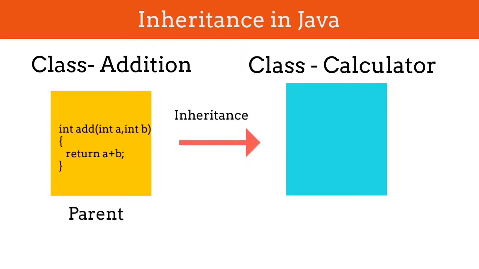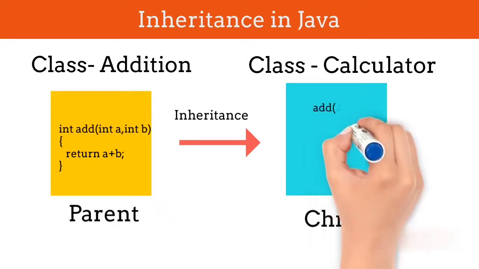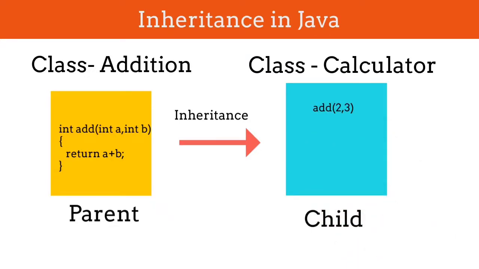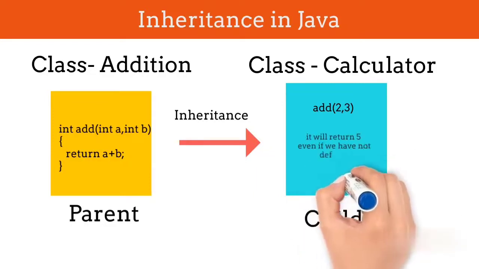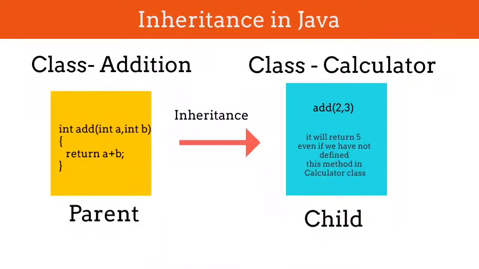Consider addition as a parent class and calculator as a child class. With the help of inheritance, we can use the method of the addition class, which is a parent class, in the calculator class, that is the child class. After inheritance, we can use the method of the addition class in the calculator class without object creation. Now let's understand the syntax of inheritance.